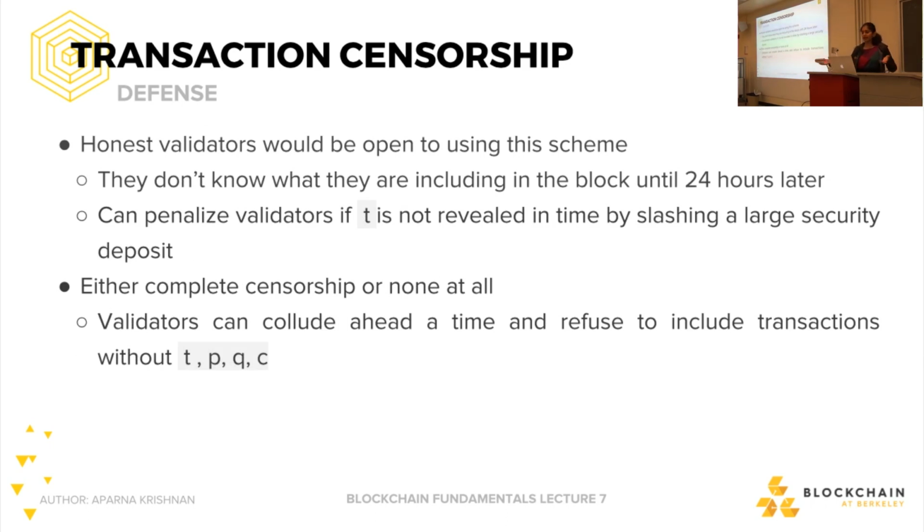Honest validators would be okay and open to using the scheme because they're not trying to censor any users or applications. And the idea here is doing this decryption is maybe 1 hour of work. So if you gave a validator 24 hours after proposing the block, he can still get his rewards as long as he does that 1 hour of work later. The interesting part about this scheme is it either guarantees complete censorship or no censorship at all. So unless all the validators come together and collude and agree that they're not going to include any transactions that are encrypted, you will always have this censorship resistance characteristic. Questions about that? Okay.